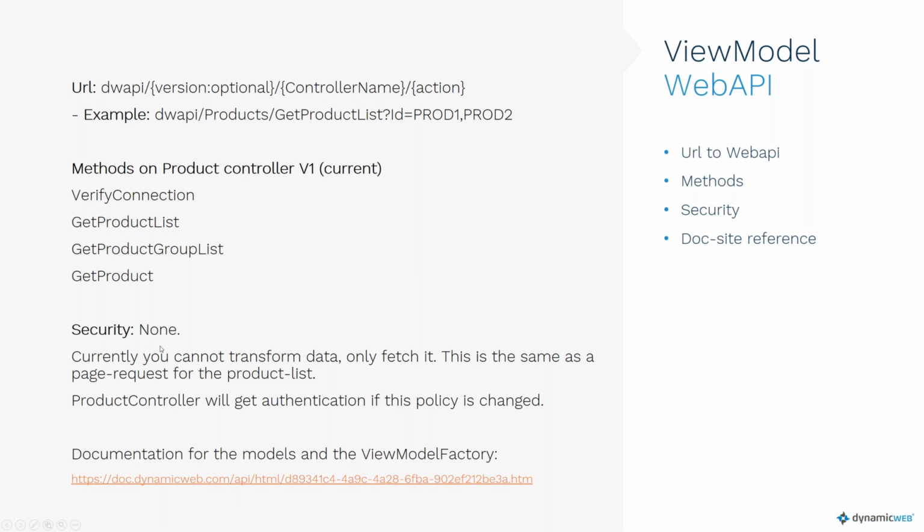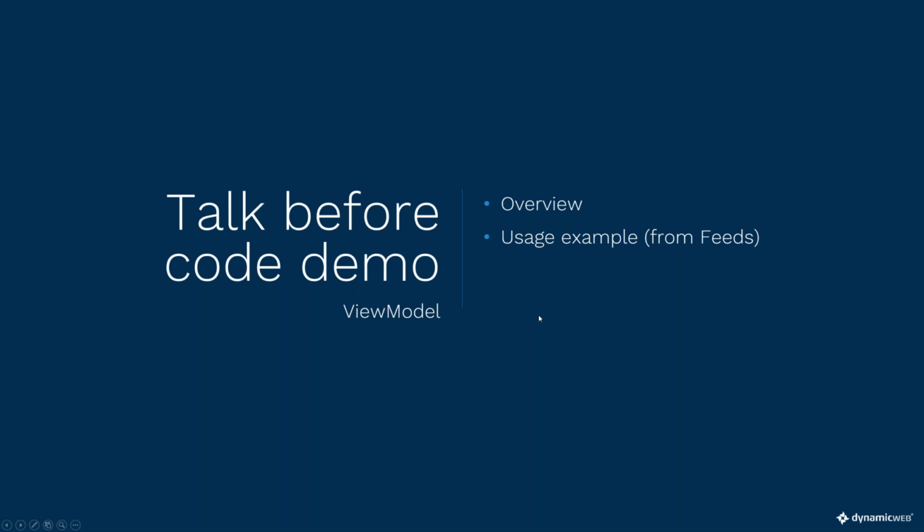So, there's no security on the web API as it is right now, so you can just query it directly, and as you can with page requests today on a product list, you can just list products as today. So we might get some authentication on this if it's needed some way or another. Okay.